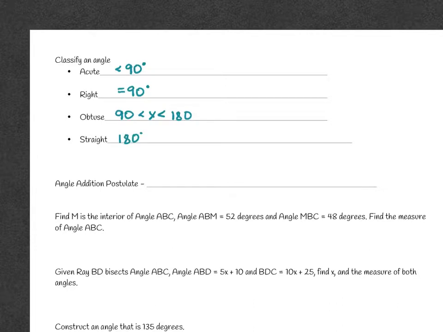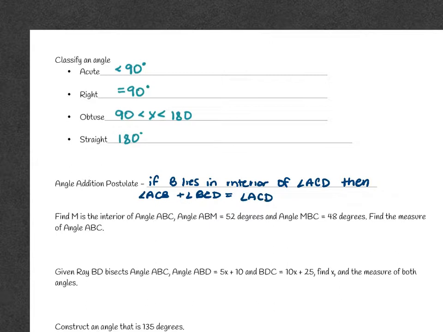The angle addition postulate says if B lies in the interior of angle ACD, then angle ACB plus angle BCD equals angle ACD. And what it means is if you have an angle ACD and point B lies somewhere inside that angle, we basically just took and divided that angle into 2 parts. Now, we don't know that they're equal, but we do know that if we add those 2 parts back together, we get the whole.